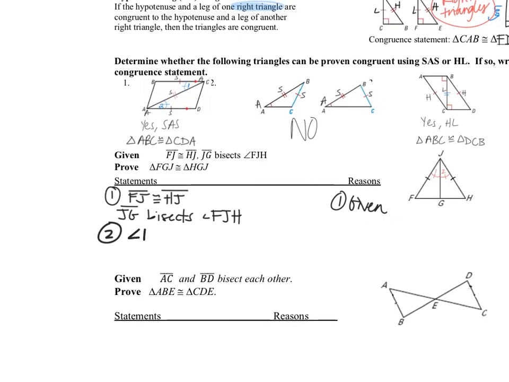Angle 1 is congruent to angle 2 because we had the definition of what kind of bisector? Angle. I'm shortening it by putting the angle sign. Okay. Definition of an angle bisector. Great. You have a side, you have an angle, you have to get another side.